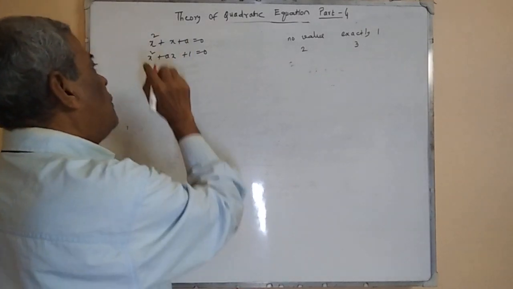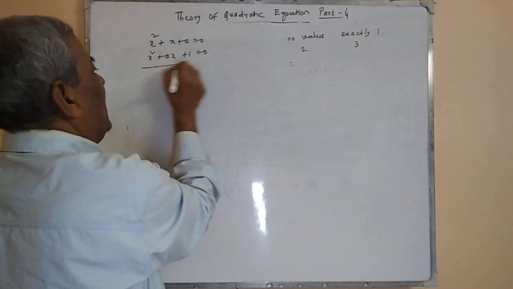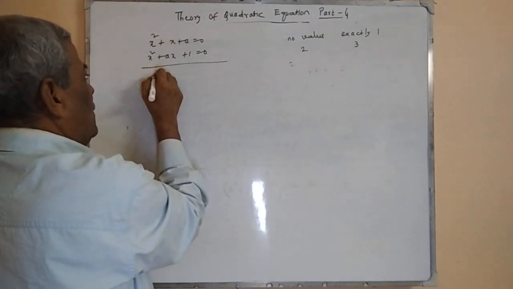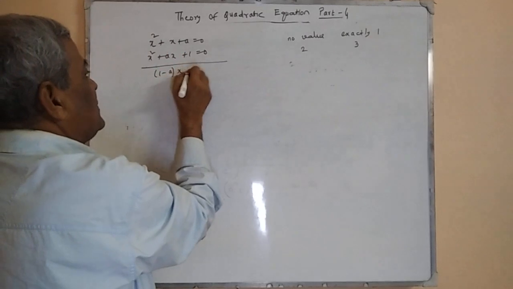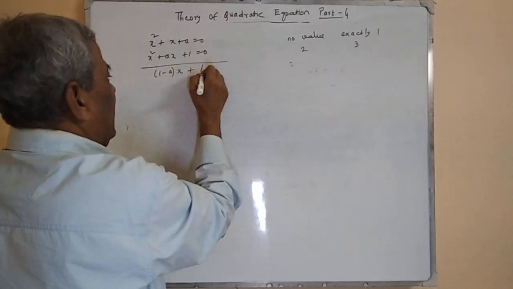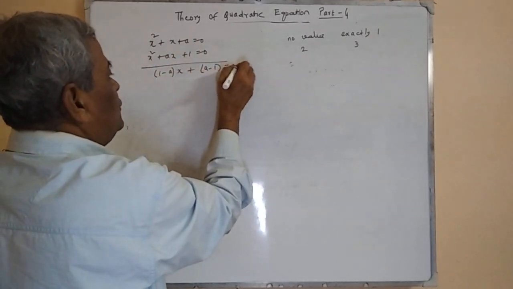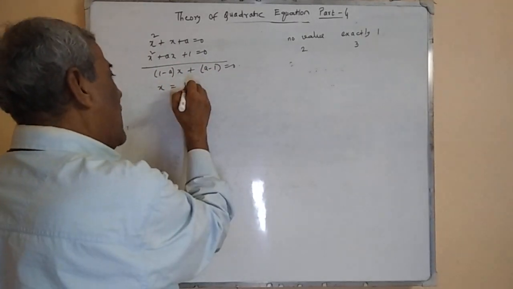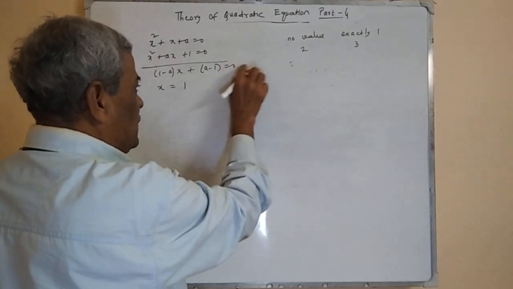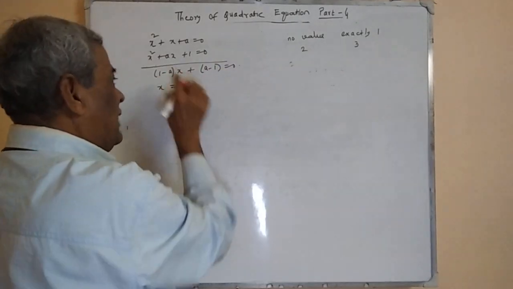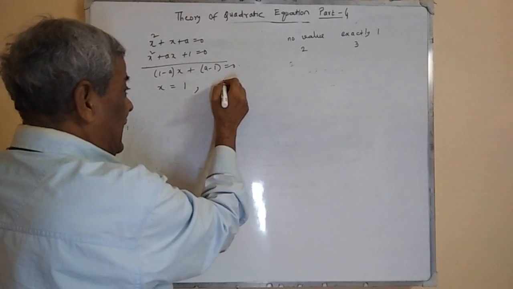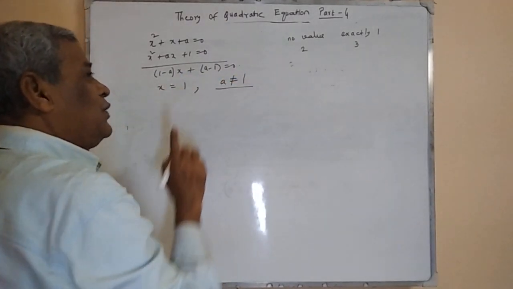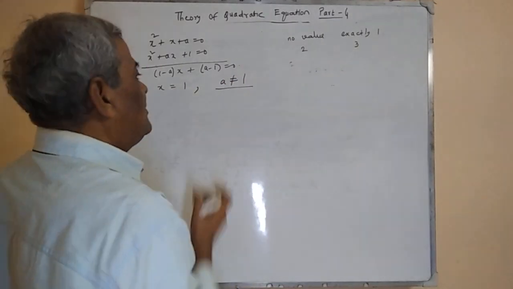When x is common to this and that, subtracting, we get x square cancels: (1 minus a) into x plus (a minus 1) is equal to 0. So we get x is equal to 1, provided a is not equal to 1. So a cannot be equal to 1.